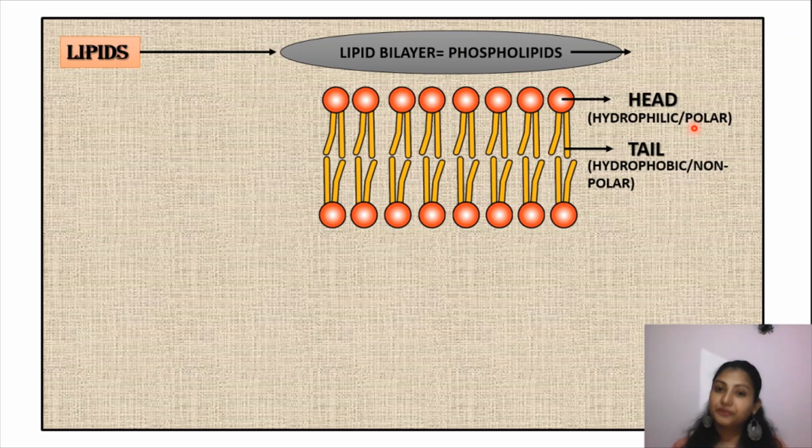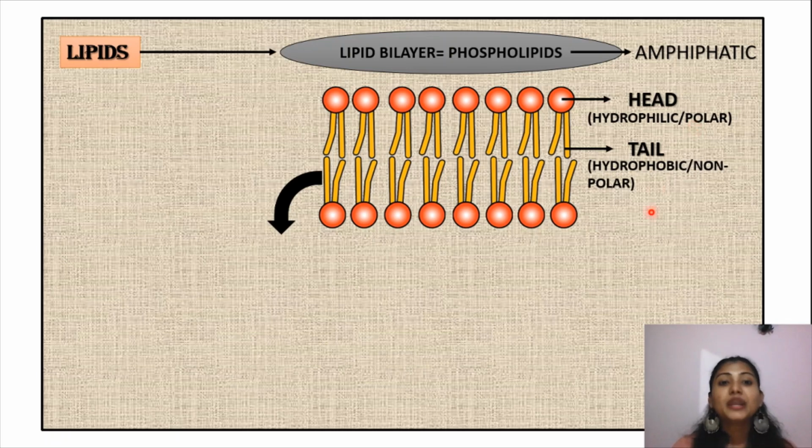Moving further, these phospholipids have one part, the head, which is hydrophilic, and the tail part, which is hydrophobic, and such molecules in chemistry are called amphipathic. So the phospholipid, out of which the cell membrane is made, is also termed an amphipathic molecule.